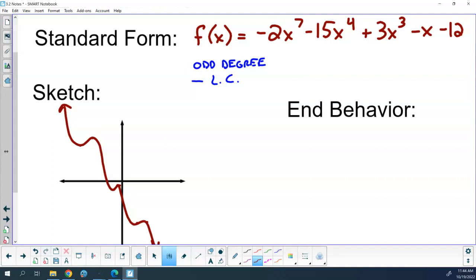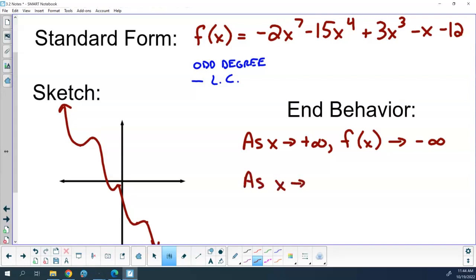So my end behavior would be, as x approaches positive infinity, my function is going to negative infinity, and as x approaches negative infinity, my function is going to positive infinity.